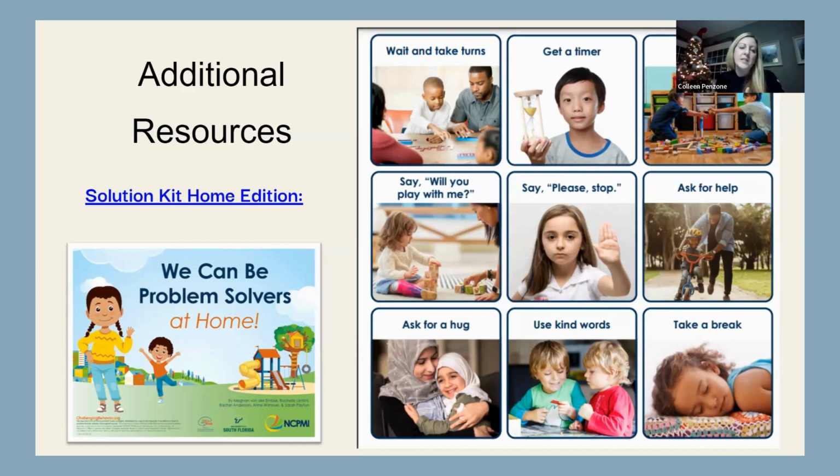But if you're trying to teach them what to do when they get upset, here are some options. You could wait and take turns. You can say, please stop. You can ask for help. You can ask for a hug. You can use kind words. These are all the different things that a child might say, I'm going to try one of these things because maybe then I can handle that. I can wait or whatever. I know what's coming.